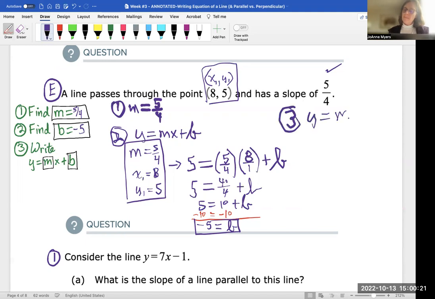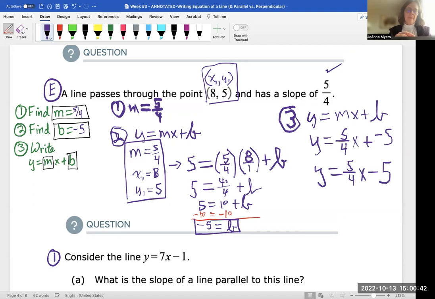Y equals mx plus b. I recommend writing the general form every time until you have it fully memorized. So 5/4 x plus my b, which is a negative 5, plus a negative 5 is just minus 5. And that is your final answer.